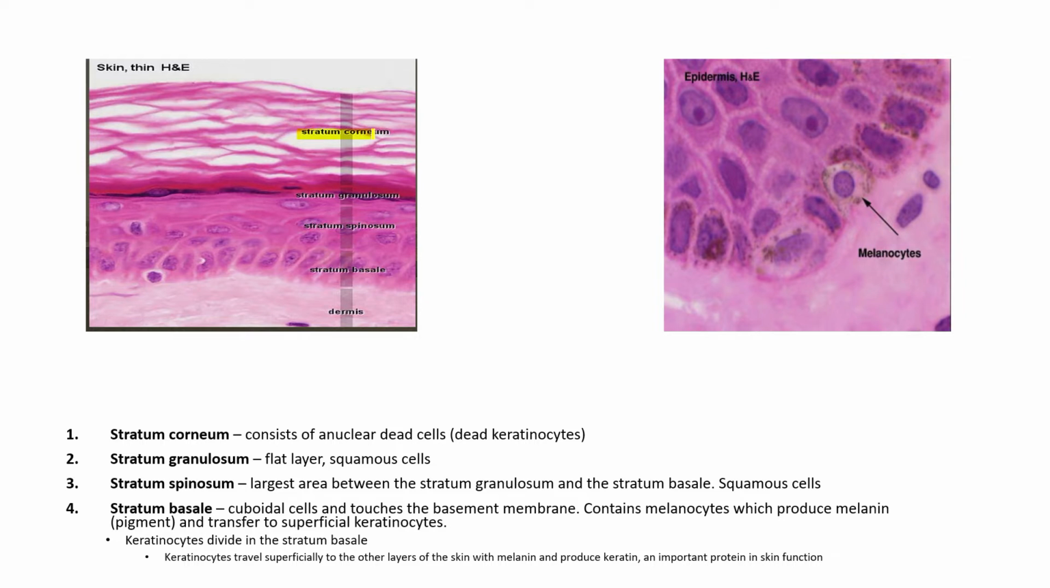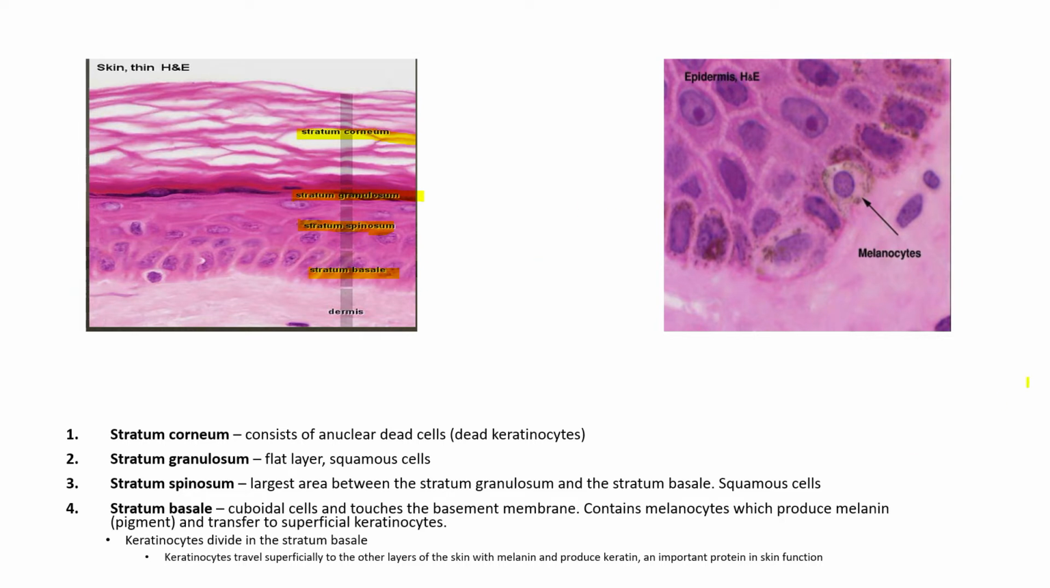So we have the stratum corneum, which is consisting of actually dead cells, anuclear dead cells. So notice there's no basophilic staining of the stratum corneum. Stratum granulosum, we start getting those nucleated cells. So this is a flatter, more squamous layer. Then we have the stratum spinosum, which is the largest layer of the epidermis, which also contains squamous cells. And then we have the stratum basale. So the stratum basale, these cells are actually cuboidal, and they're attached to the basement membrane, which separates the epidermis from the dermis.